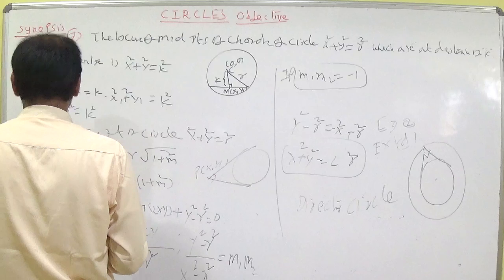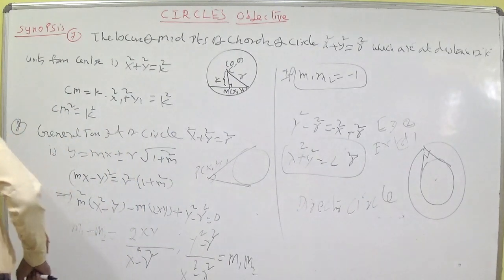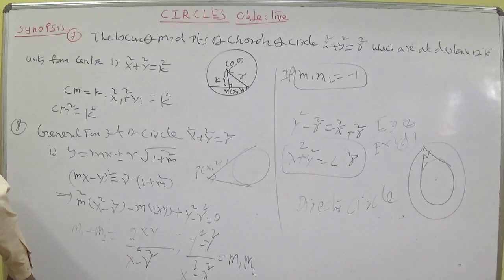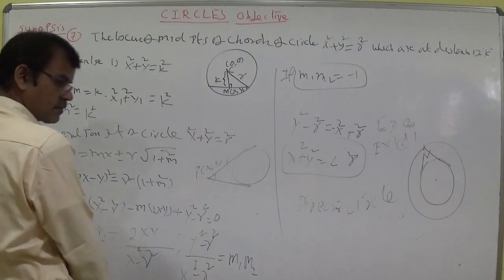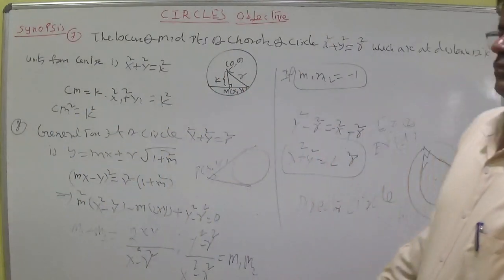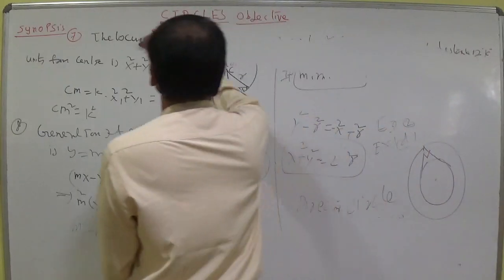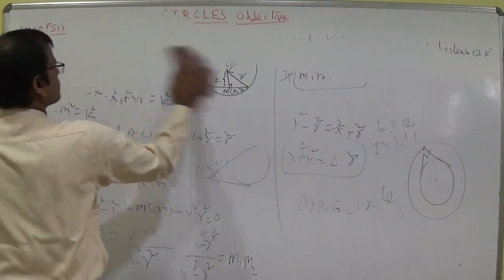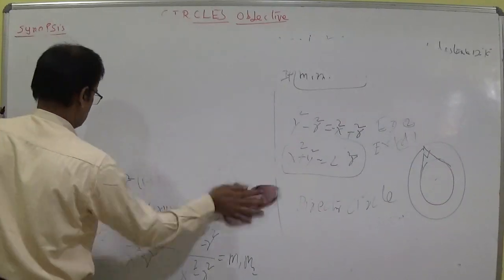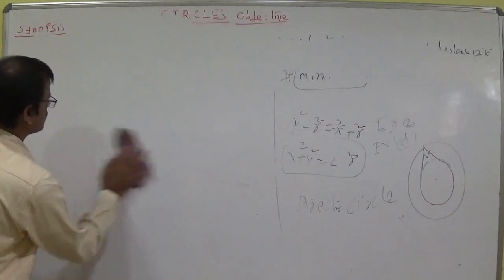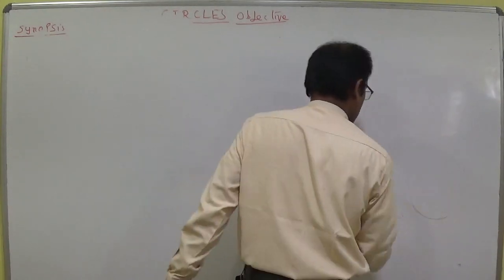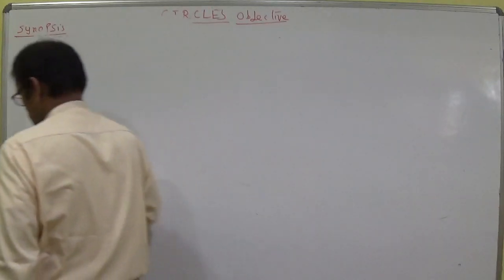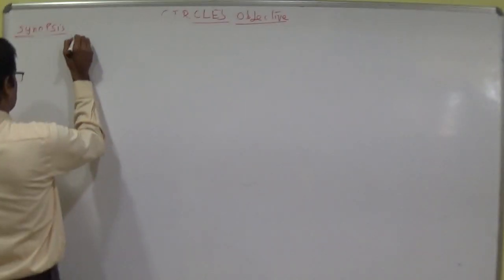Now let us discuss the length of tangent. Already we know area of triangle. Eight points completed. Ninth point: area of quadrilateral formed by the two tangents and the radii. This is IMP level 1. Ninth point, area of quadrilateral.